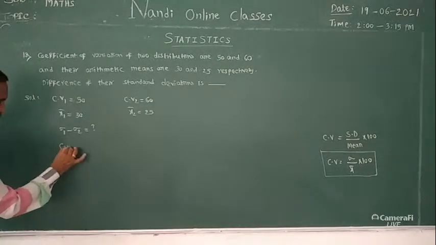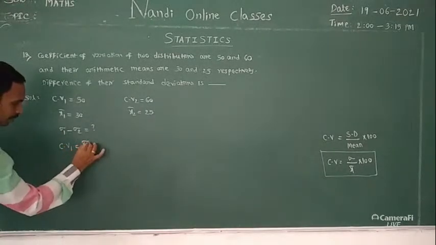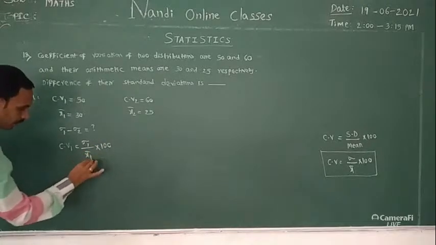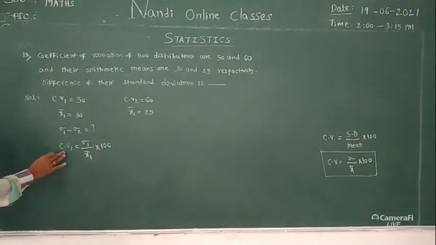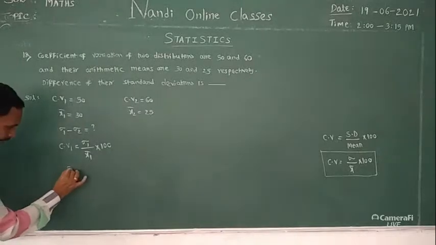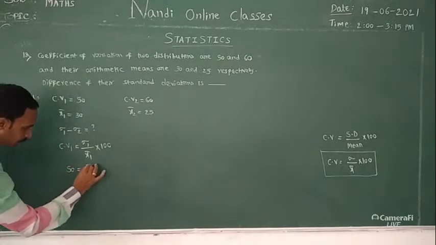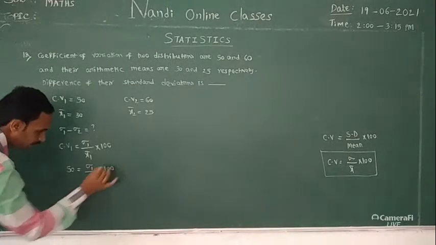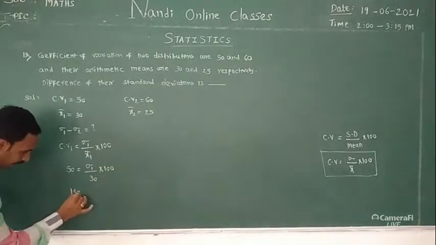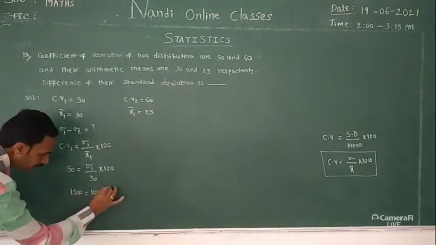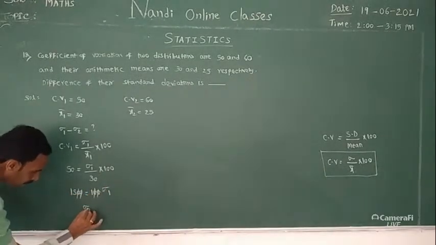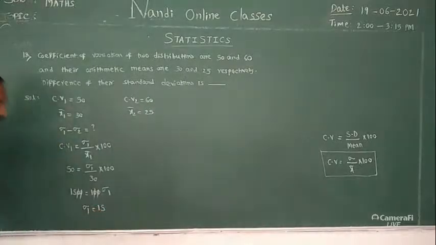We know the CV1 formula is sigma 1 by x1 bar into 100. Okay, substitute. CV1 is 50, sigma 1 we don't know, x1 bar is 30, into 100. Cross multiply, 1500 is equal to 100 sigma 1. So the zeros cancel, then sigma 1 is equal to 15. First standard deviation is 15.